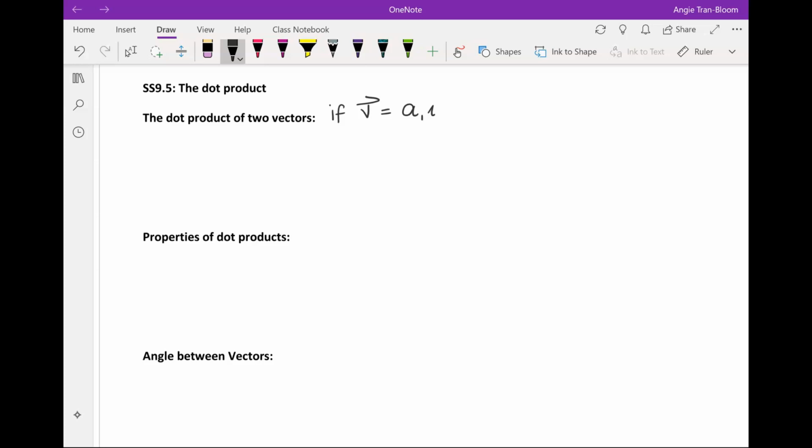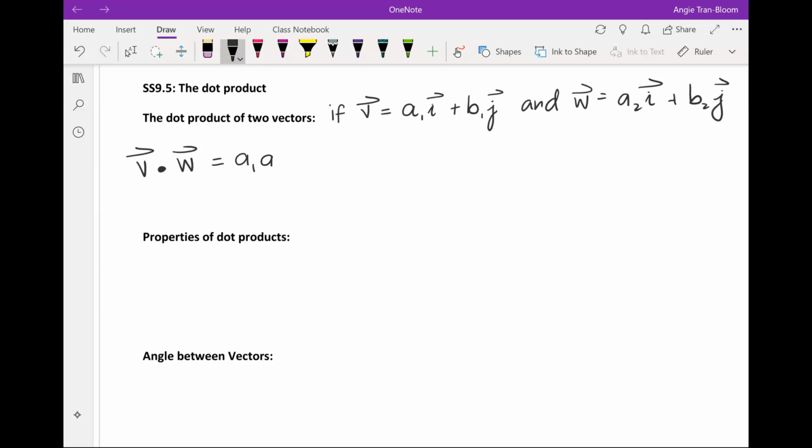If vector v equals a subscript 1 in the i direction plus b subscript 1 in the j direction, and vector w equals a2 in the i direction plus b2 j, okay, if these two are given to us, the dot product of two vectors formula: v dot w, that's how it is read, is a1 times a2 plus b1 times b2. This is the formula for the dot product.